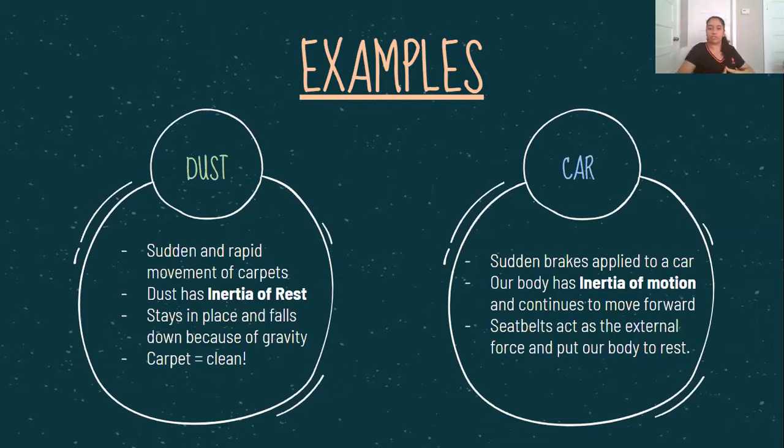Now, as far as inertia of motion goes, a perfect example for this is when we are sitting in a car and suddenly the brakes are applied. The car stops where it is, but our body lunges forward. We move forward. That's because our body has inertia of motion. When we apply the brakes, it's being applied directly to the car, and that's why the car stops. There's a force being applied to the car, but there's no force being applied to our body which will stop it. And that's why, even after the car stops moving, we continue to move because our body has inertia of motion.